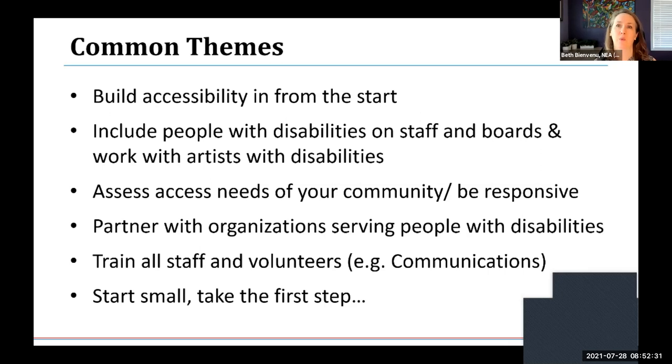So some of the common themes that we see throughout this presentation, but throughout this work, and the things that we need to keep in mind, are that we need to build in accessibility from the start, rather than having it be an afterthought or something to add later. Include people with disabilities on your staff and board, and work with artists with disabilities to make sure that there's representation and voices are heard. Assess the access needs of your community and be responsive. Partner with organizations serving people with disabilities. Train all staff and volunteers, especially those that are involved with communications with your public. And then start small and take the first step. Don't be too overwhelmed. Just start and then take the first step.